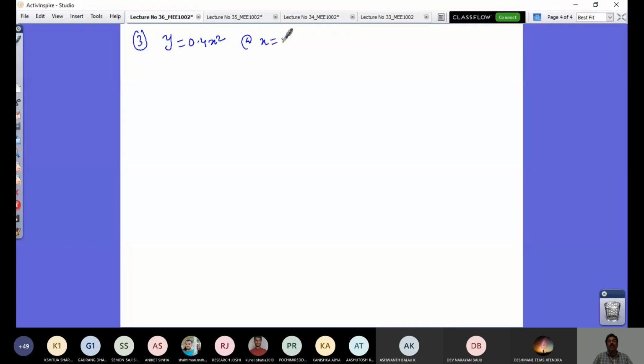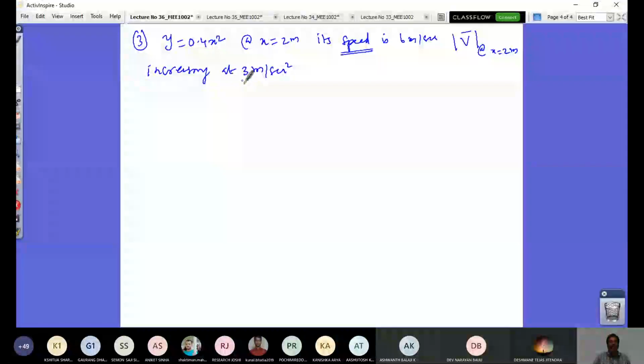At x equals 2 meters, its speed, which means the magnitude of velocity, is given as 6 meter per second. Its speed, look at this word, speed, that means it is velocity magnitude at x equals 2 meters. And this speed is increasing at 3 meter per second square. So look, increasing at the rate 3 meter per second square.